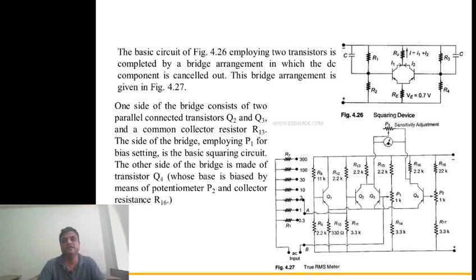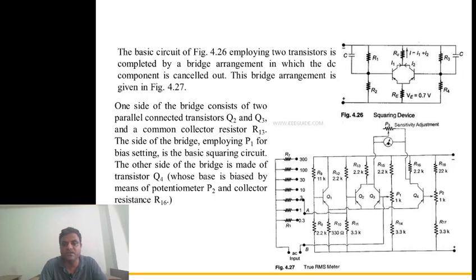The basic circuit employing two transistors is completed by the bridge arrangement, in which the DC component is cancelled out. I hope you are familiar with this bridge arrangement, because here we take the difference of the two voltages, so the DC component is cancelled out. It is like our previous circuit used for the measurement of the voltmeter. One side of the bridge consists of two parallel connected transistors Q2 Q3, see here, and a common collector resistance R13.